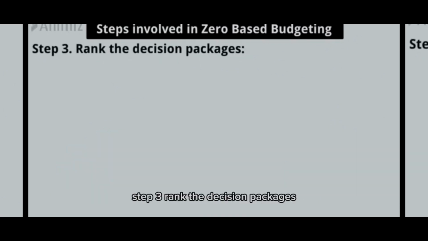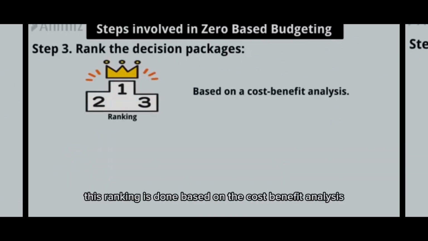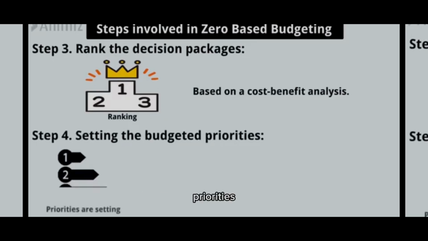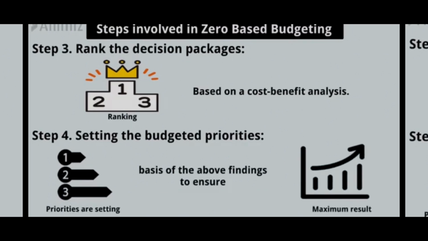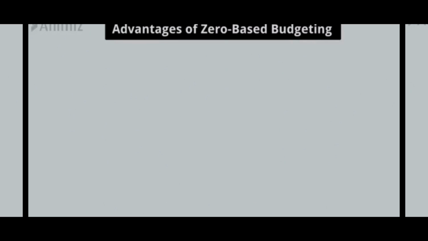These decision packages are connected with the objectives of the company. Step 3. Rank the decision packages. This ranking is done based on a cost-benefit analysis. Step 4. Setting the budgeted priorities. Priorities are set on the basis of the above findings to ensure maximum results. Now let's move on to the advantages of zero-based budgeting.